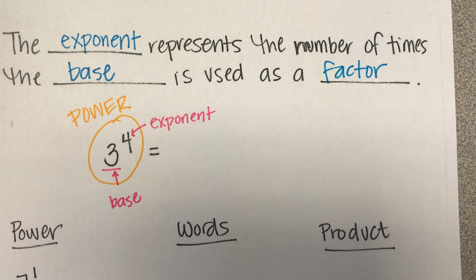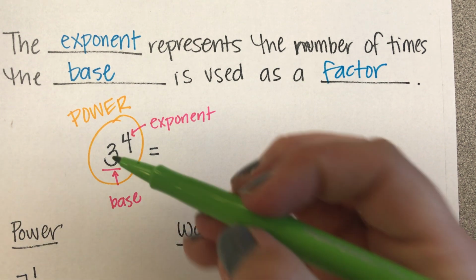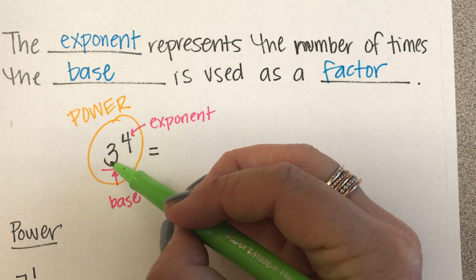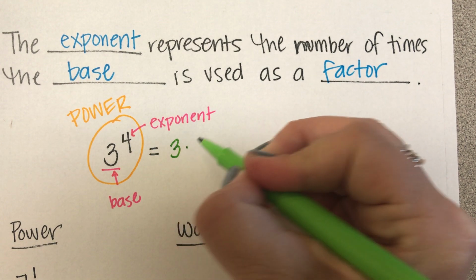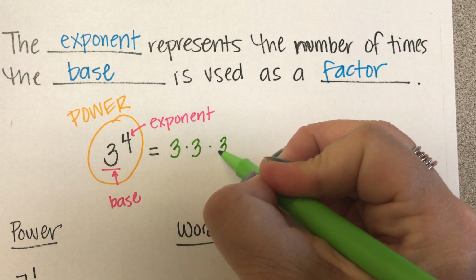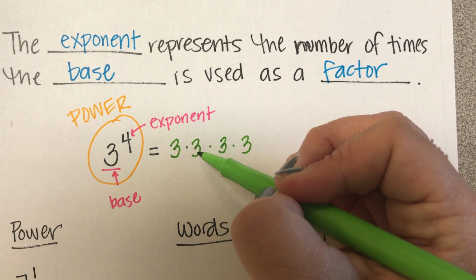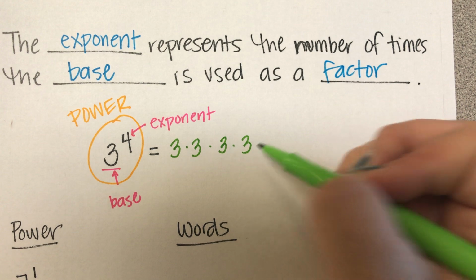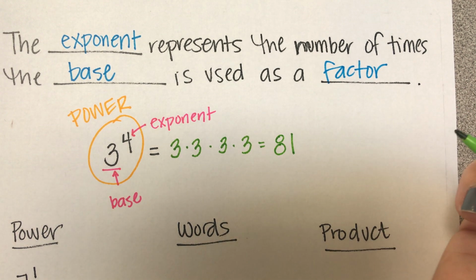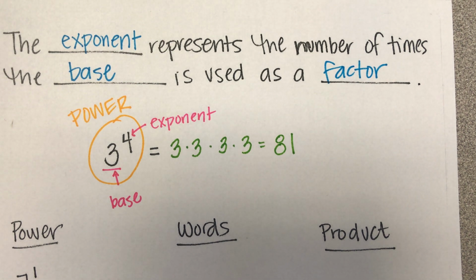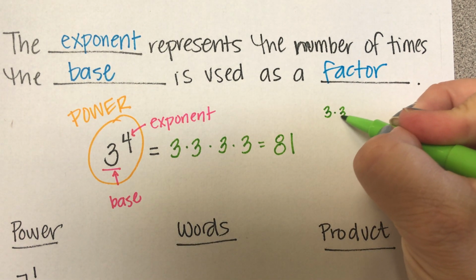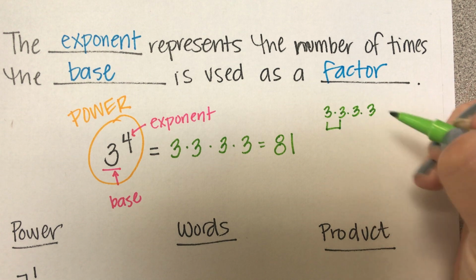The power is made up of a base and an exponent. The exponent tells us how many times the base is being used as a factor in repeated multiplication. That's a lot of words. All this means is not 3 times 4, but 3 being used as a factor 4 times. So 3 times 3 times 3 times 3. 3 times 3 is 9. 9 times 3 is 27. 27 times 3 would be 81. If you are like, whoa, what just happened? It looks like this. Let me do it over here. 3 times 3 is 9.